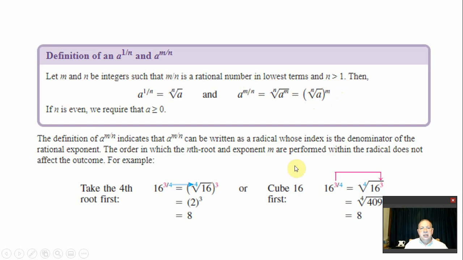So here, if I wanted to talk about 16 to the 3/4 power, this is the 4th root of 16, which turns out to be 2. 2 times 2 is 4, times 2 is 8, times 2 is 16. And then I would need to cube it. So 16 to the 3/4 is 8. And if I do it the other way, if I cube 16 to get 4096, and then take the 4th root of that, doing it on my calculator, I would get 8.